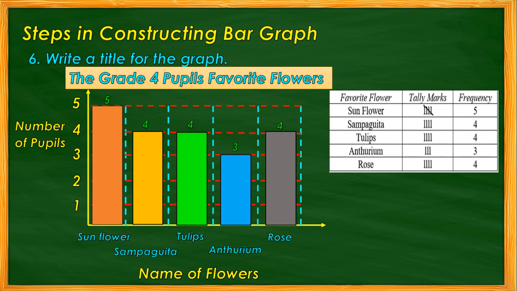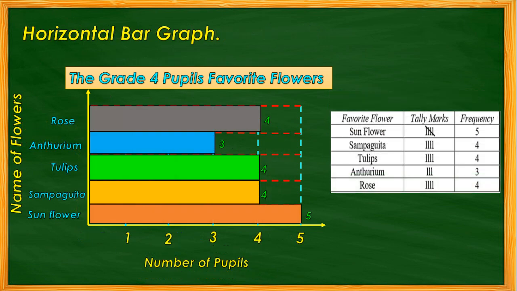So this would be a vertical bar graph. So this would be the horizontal bar graph. So as you can see, this would be the name of the flowers. This would be the number of pupils. This should be the bar. This should be horizontal. And this would be the frequency. So that would be the process in constructing the vertical and horizontal bar graph.